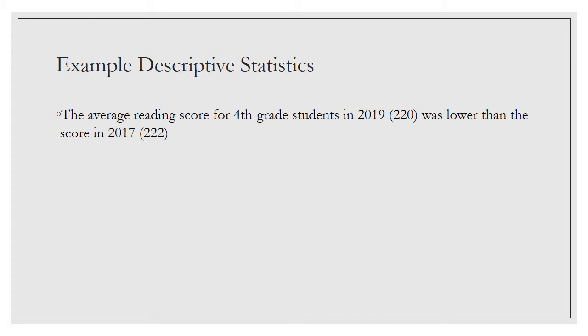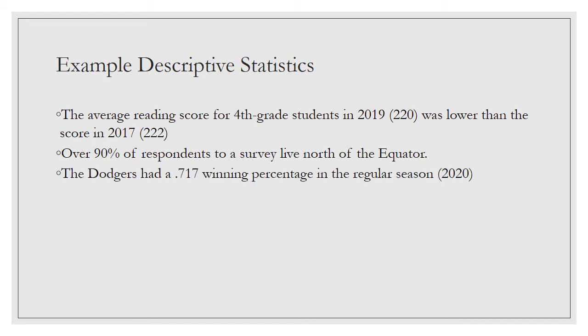The average reading score for fourth grade students in 2019 was 220, which was lower than scores in 2017, which was 222. So we're just describing that. We can draw inference, we can think about this later on, but for now, we're just describing the statistics and we're just presenting them. Over 90% of respondents to a survey live north of the equator. So we may have conducted a survey and this is just descriptive of the sample of data that were collected. The Dodgers had a .717 winning percentage in the regular season.